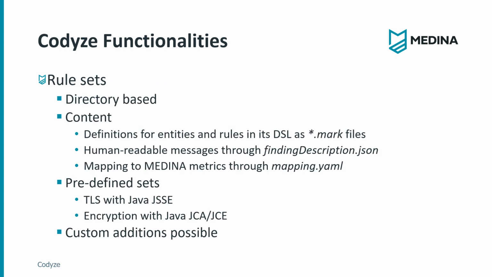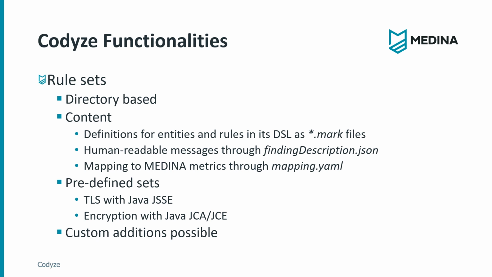Codyze supports the definition of rule sets. These are directory-based. A rule set consists of the definitions of entities and rules in its DSL as MARK files, human-readable messages through the finding description JSON file, and the mapping to MEDINA metrics through a mapping YAML. With Codyze, two rule sets are pre-defined and distributed.